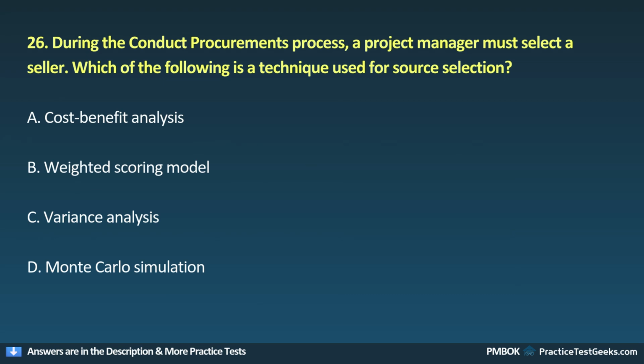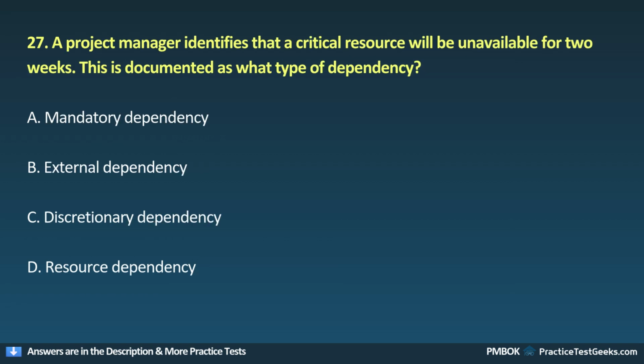26. During the conduct procurements process, a project manager must select a seller. Which of the following is a technique used for source selection? A. Cost-benefit analysis. B. Weighted scoring model. C. Variance analysis. D. Monte Carlo simulation.